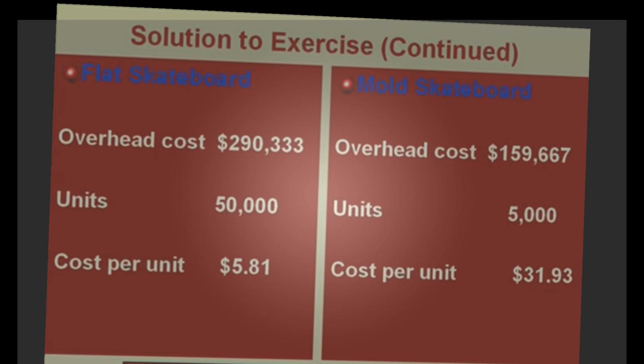So we went through a lot of trouble, but the answer using ABC is far more accurate than using traditional costing. The question is, is ABC worth it? Final issues. You have to ponder the benefit versus the cost of implementing an ABC system.